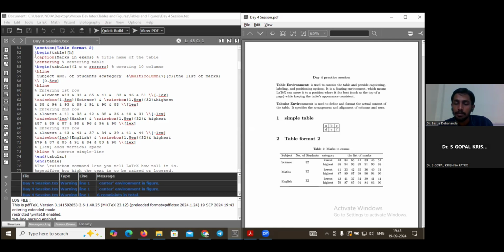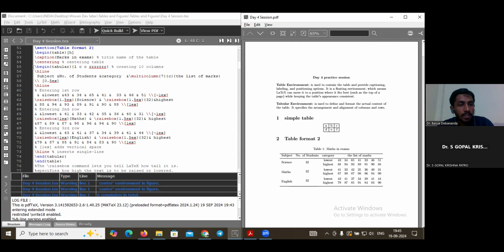Now for the caption, what do I have to write? \caption. Within the curly bracket, I have written "Marks in exam." For writing the caption, \caption, within the curly bracket, you write whatever you need in the caption. Since I want the table in the center of the page, I can write \centering. That's why I have written \centering.